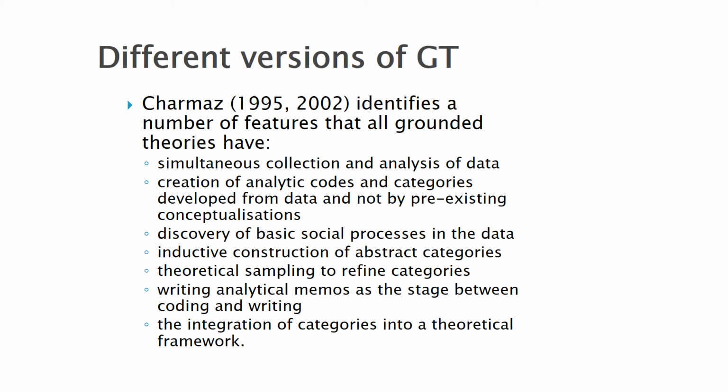Again, if we look at various authors, they identify a number of features that all grounded theories have. So we're looking at simultaneous collection and analysis of data, the creation of analytic codes and categories developed from data and not by pre-existing conceptualizations, and discovery of basic social processes in the data. So we're looking at coding for processes, inductive construction of abstract categories, theoretical sampling to refine categories, writing analytical memos as the stage between coding and writing, and the integration of categories into a theoretical framework.